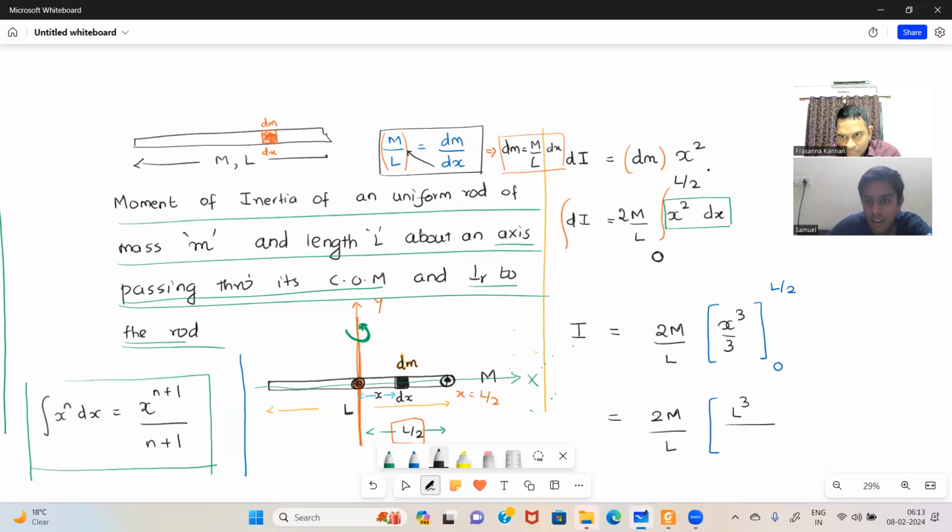But hold on. Wait, L cubed by 27 because of 3. Why 27? You are not supposed to do 3 cubed. Oh, sorry, n is 2. What should you substitute for x? L by 2. The cube is for the L by 2, not for the 3, right? Correct. Minus the lower limit, which is 0.